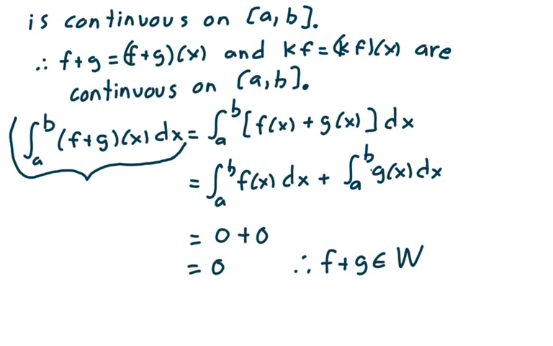From calculus, we can break that apart. That's the integral from a to b of f of x dx plus the integral from a to b of g of x dx. That's equal to 0 plus 0, which is equal to 0. And so what that tells me is that f plus g belongs to w, and w is closed under addition.